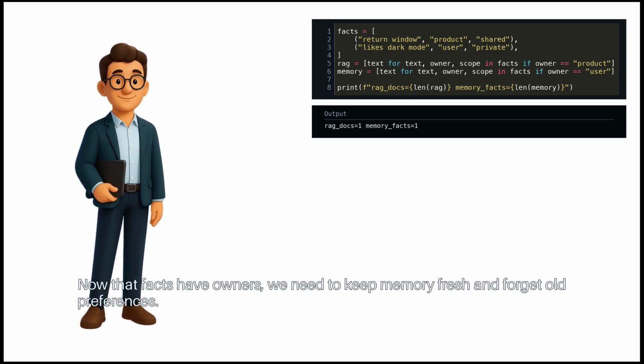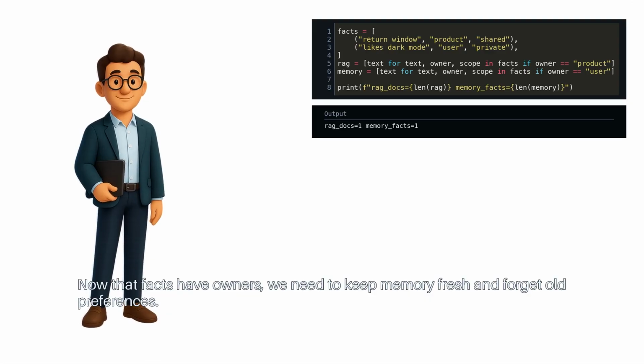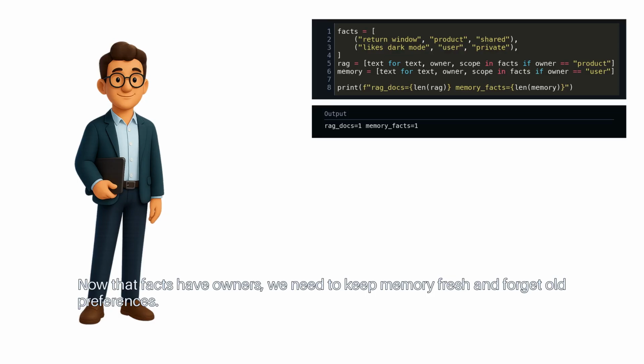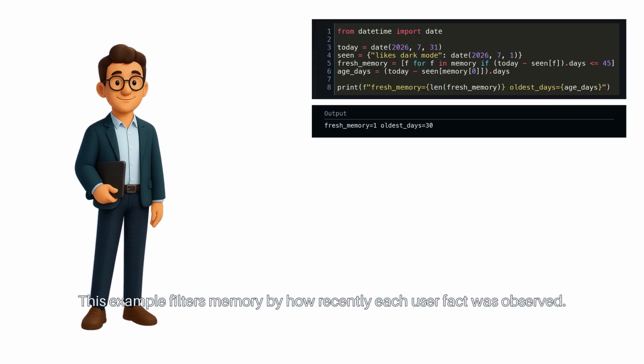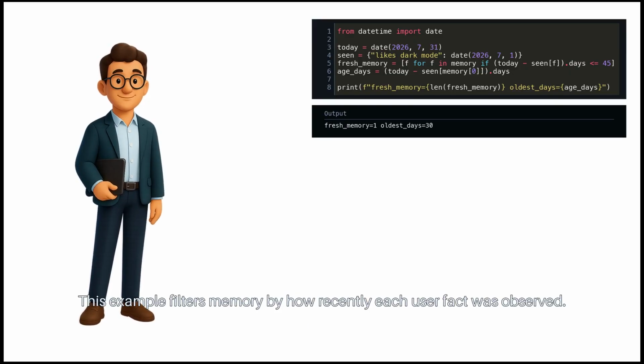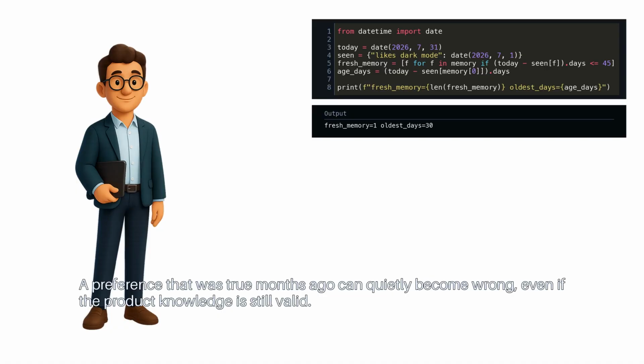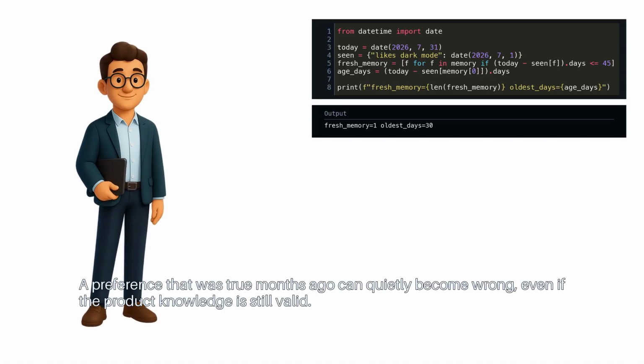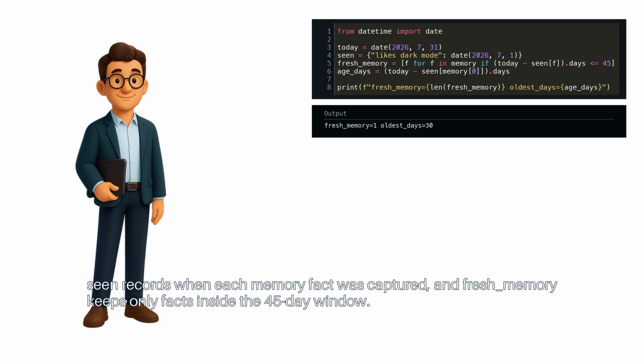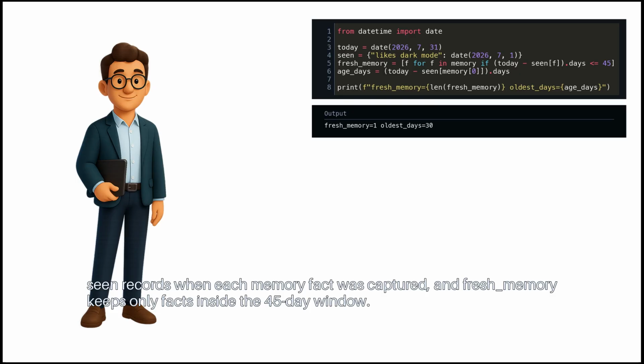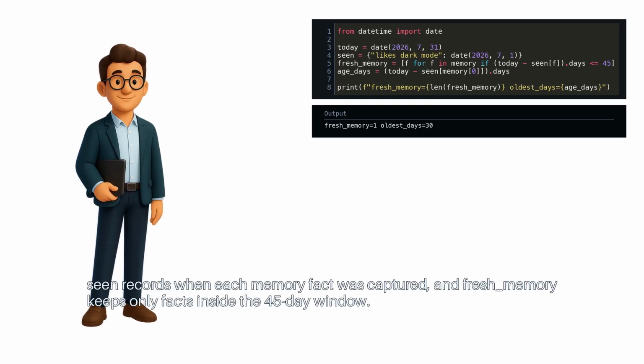Now that facts have owners, we need to keep memory fresh and forget old preferences. This example filters memory by how recently each user fact was observed. A preference that was true months ago can quietly become wrong, even if the product knowledge is still valid. Scene records when each memory fact was captured, and fresh memory keeps only facts inside the 45-day window.